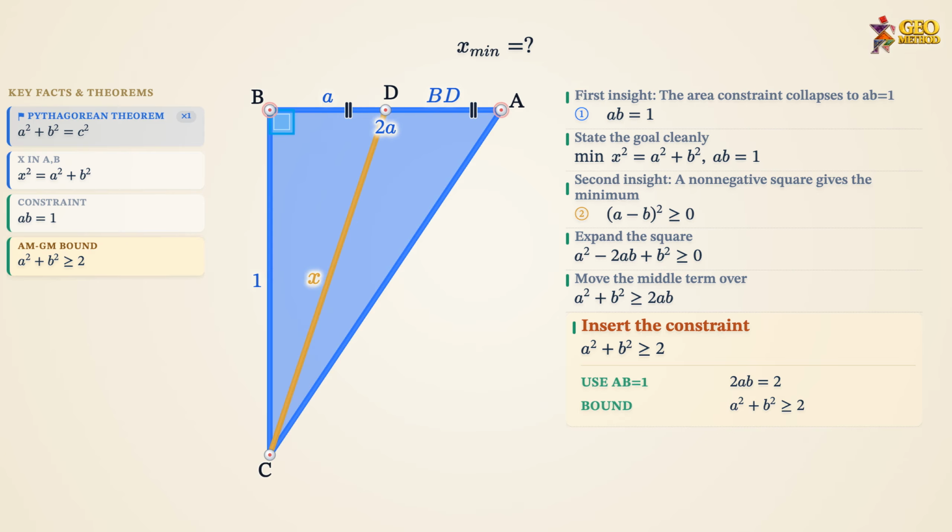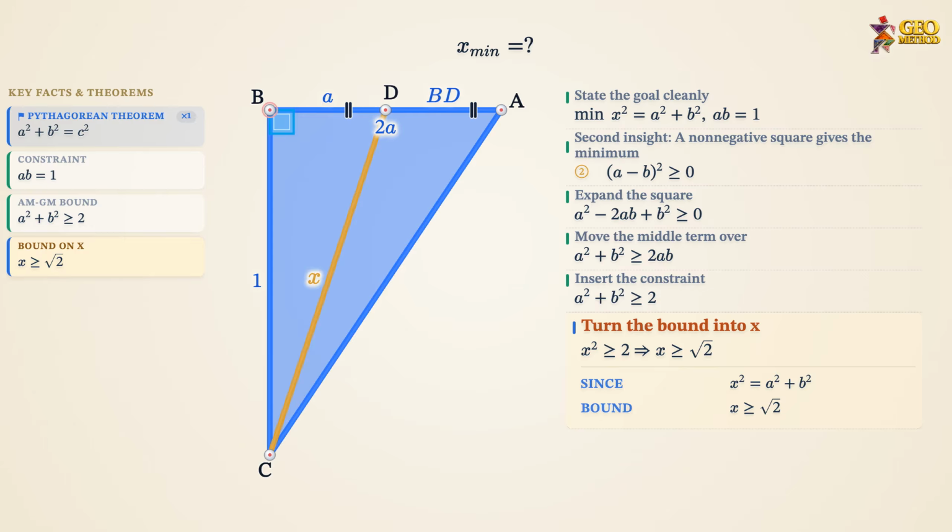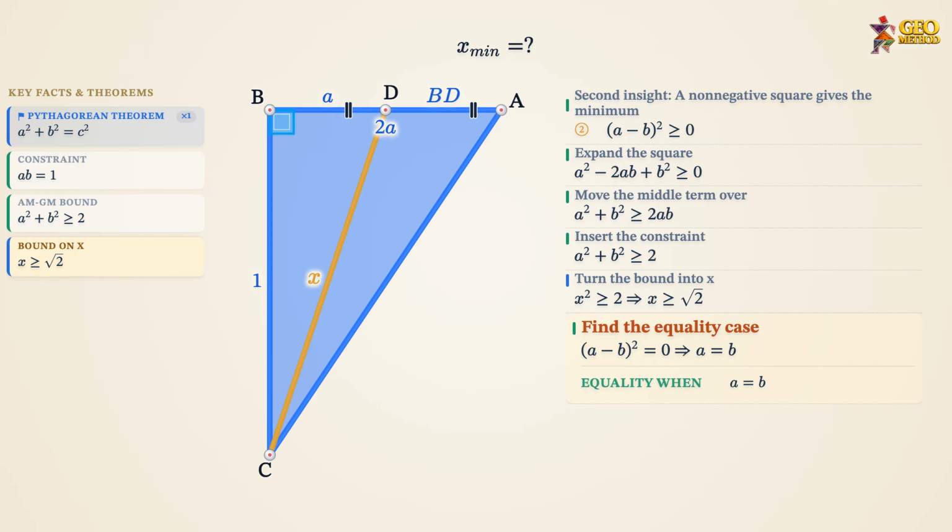Now use our constraint. Since ab equals 1, 2ab is just 2. So a squared plus b squared is at least 2, no matter how the triangle is shaped. Because x squared equals a squared plus b squared, we now know x squared is at least 2. Taking the positive square root, x is at least the square root of 2, so x can never dip below that value. The smallest value happens exactly when our square is 0. That is when a minus b is 0. So the minimum is reached when a equals b, a perfectly balanced triangle.